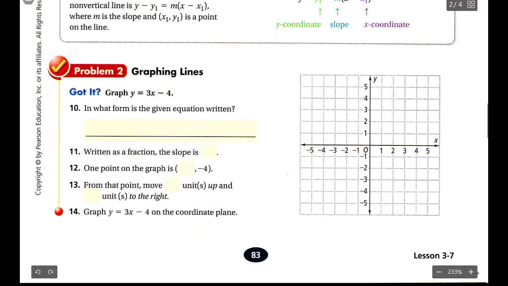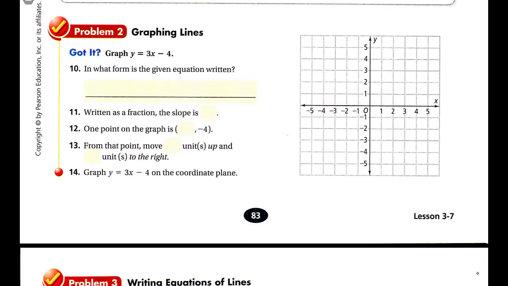So let's graph problem number 2. The first question is, what form of this equation is given? Well, we can see that this is the same as y equals mx plus b. So that is the slope-intercept form.